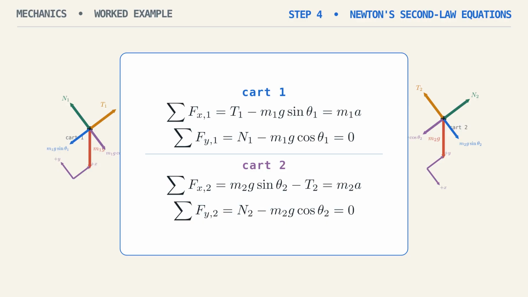For cart 1, tension minus m1g sine theta 1 equals m1a. Perpendicular to the incline, n1 minus m1g cosine theta 1 equals 0. For cart 2, m2g sine theta 2 minus tension equals m2a. Its perpendicular equation is n2 minus m2g cosine theta 2 equals 0. We have 4 equations, but 5 unknowns: acceleration, 2 tensions, and 2 normal forces.